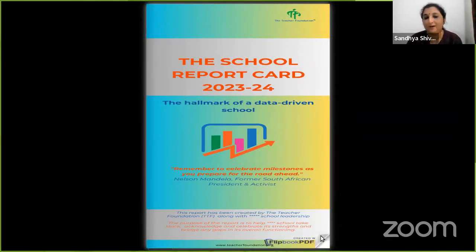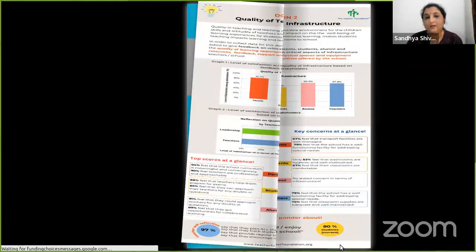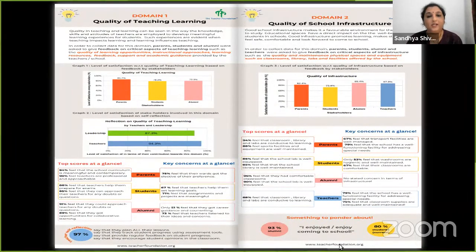It is basically the hallmark of a data-driven school, right? You can see that there is analysis about each domain. Domain 1 being the quality of teaching learning, where we are talking about the level of satisfaction of the different stakeholders: parents, students, alumni. We're also talking about reflection on the quality of teaching learning by the leadership and teachers. We're talking of the top scores at a glance and about the key concerns at a glance. These are all the data that we pull out in order to create knowledge and insights for ourselves, in order to do the school improvement planning.